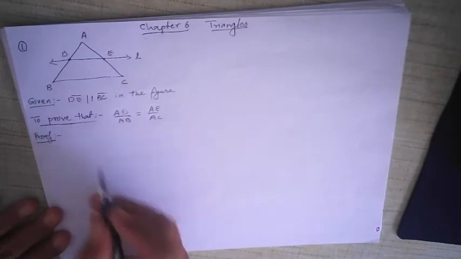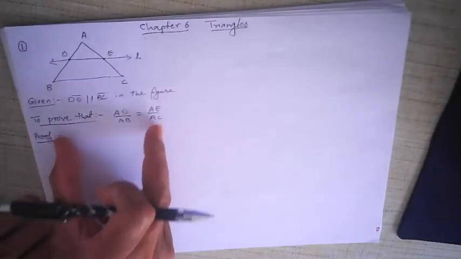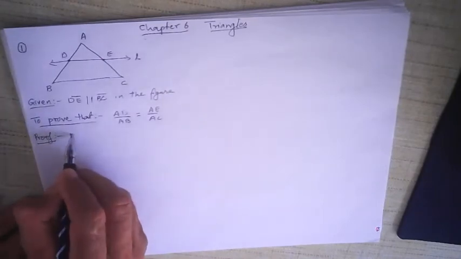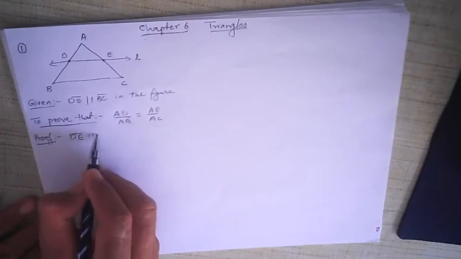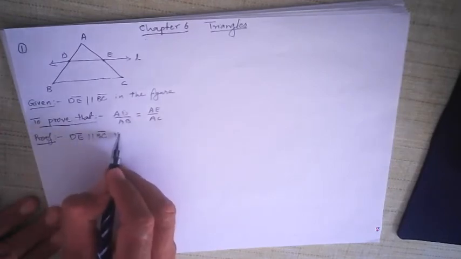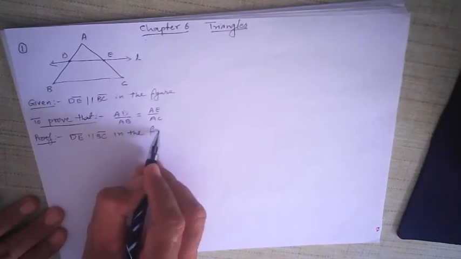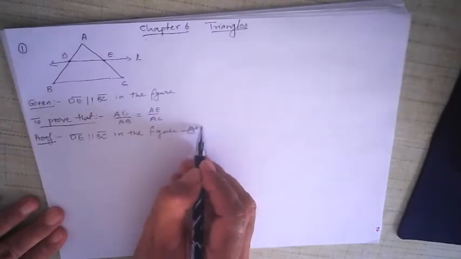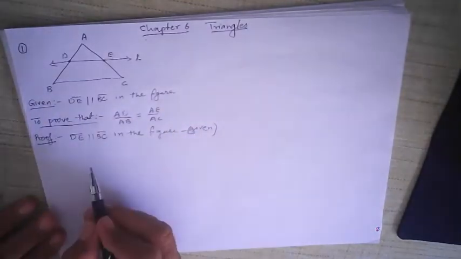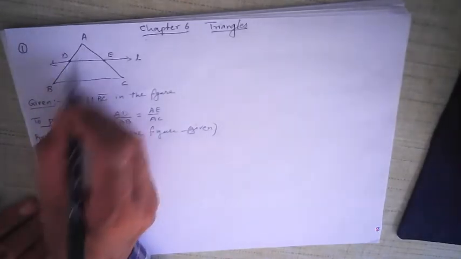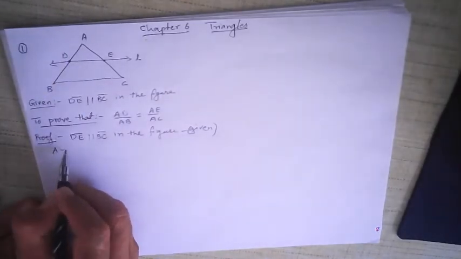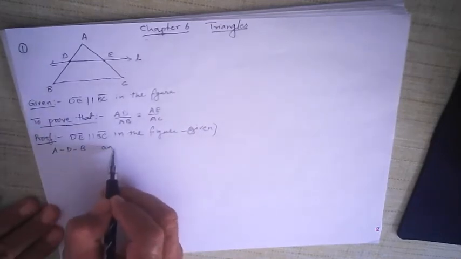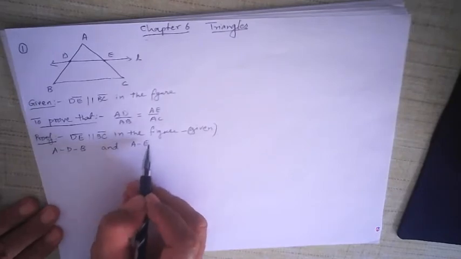When you write, this is the way to write: always the diagram first, given, to prove that, and proof. Now when you write the proof, start with what is given. DE is parallel to BC in the given figure. You can write in bracket, given. Now D lies between A and B, that means I can write A-D-B, and E lies between A and C, A-E-C.